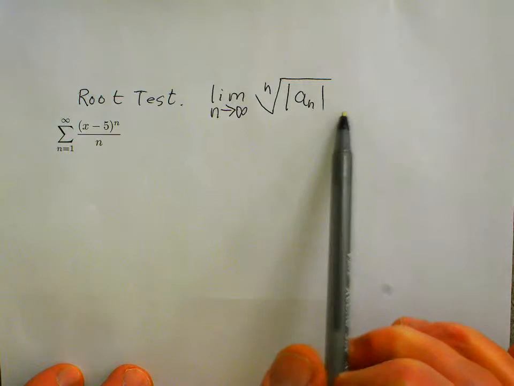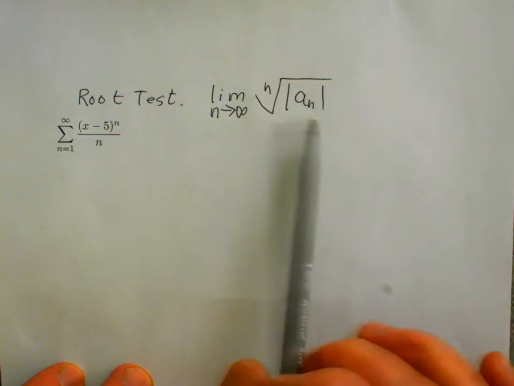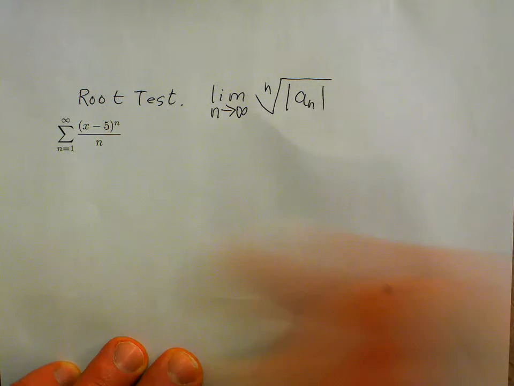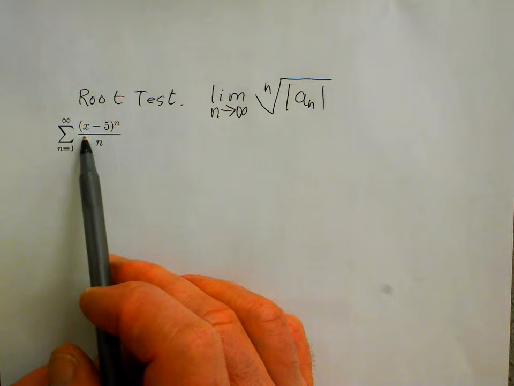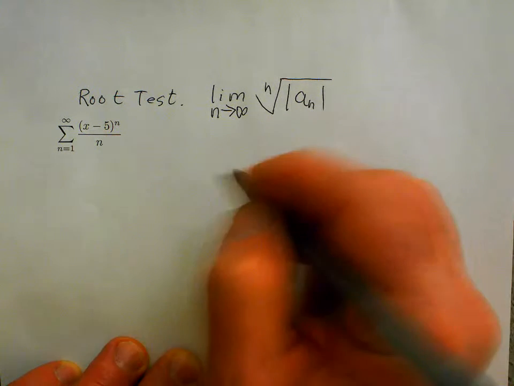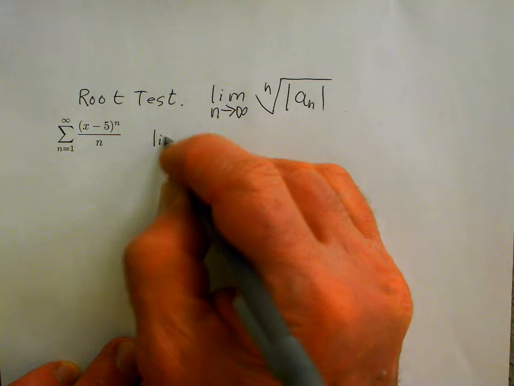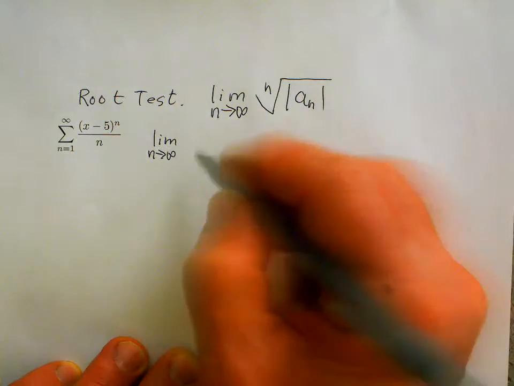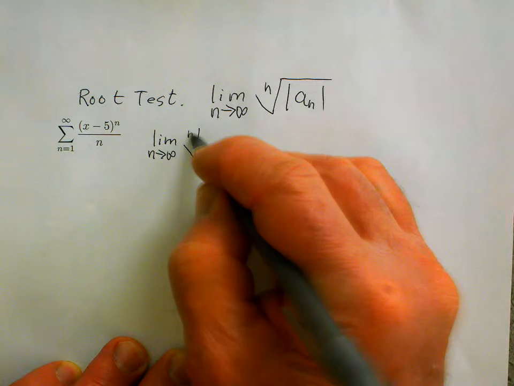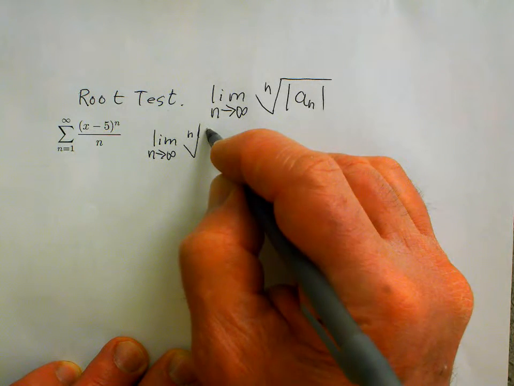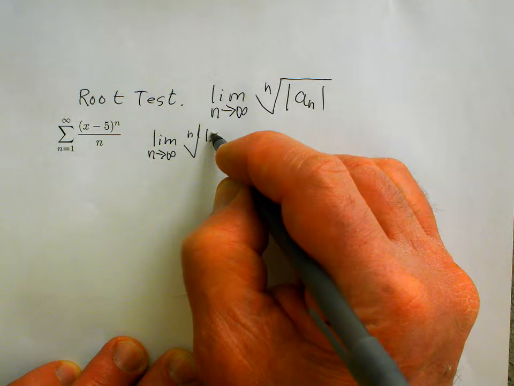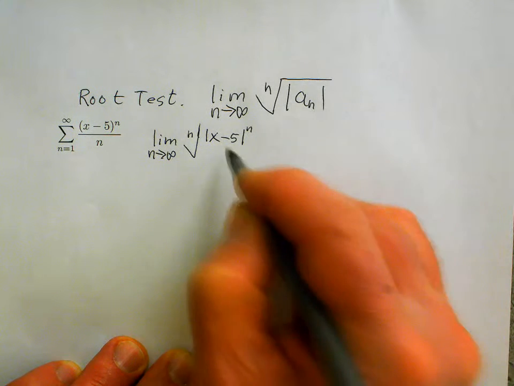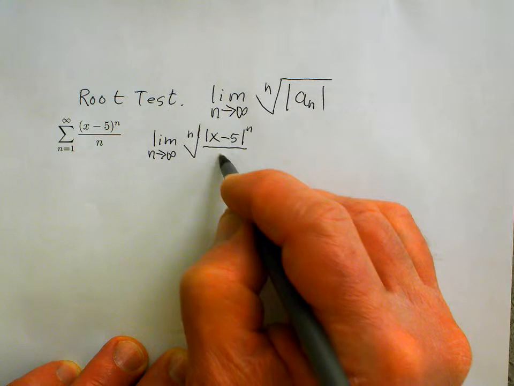So if this limit is less than 1, then the series converges. So we want to find the values of x for which this series converges. So the limit as n approaches infinity of the nth root of the absolute value of x minus 5 to the n over n.